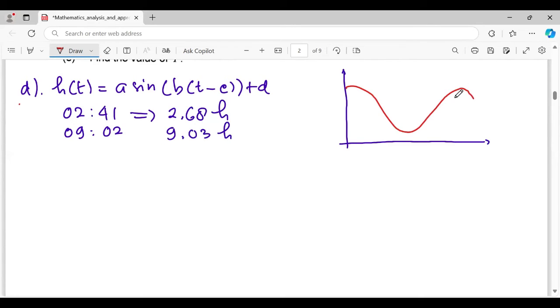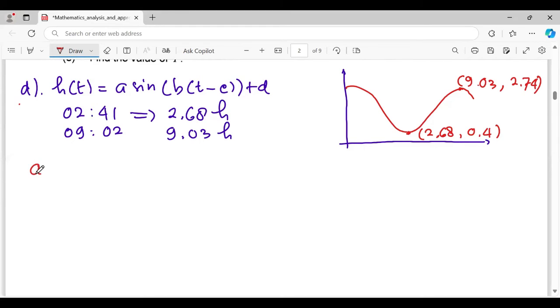Okay, so the low tide occurs at 2.68, and the height of this tide is 0.4, and the high tide occurs at 9.03, and the high tide is 2.74. Okay, now for A, we are going to determine A.